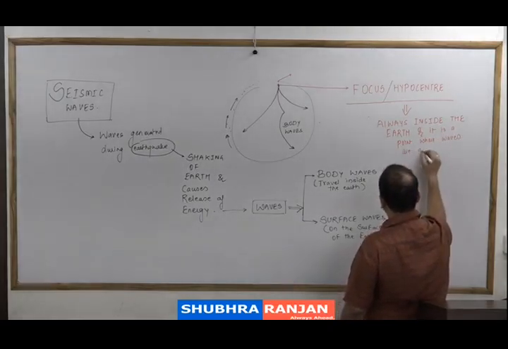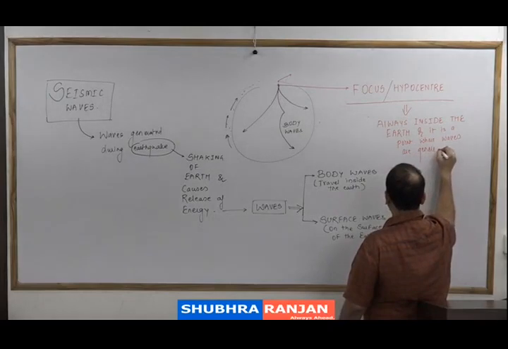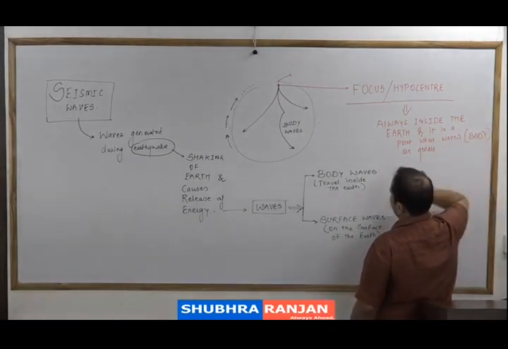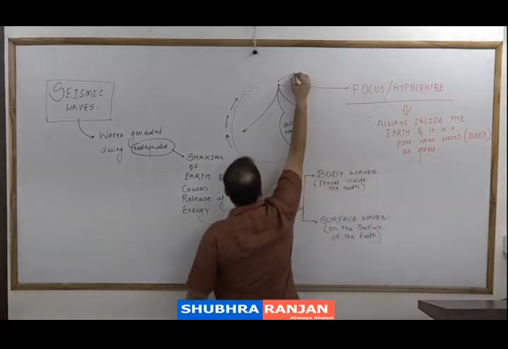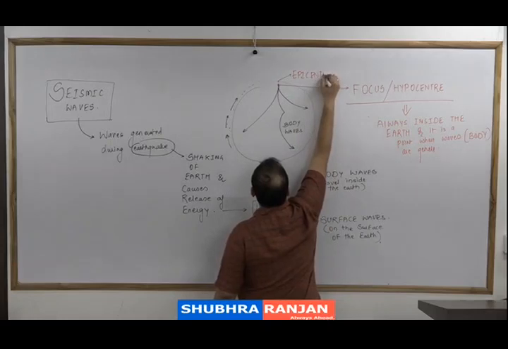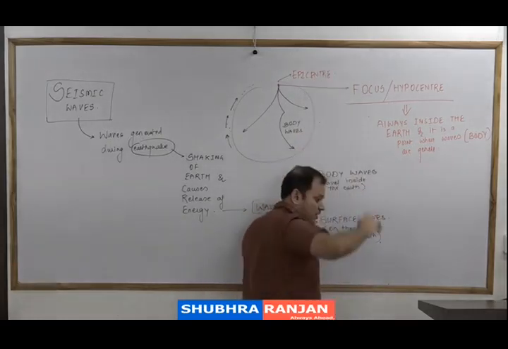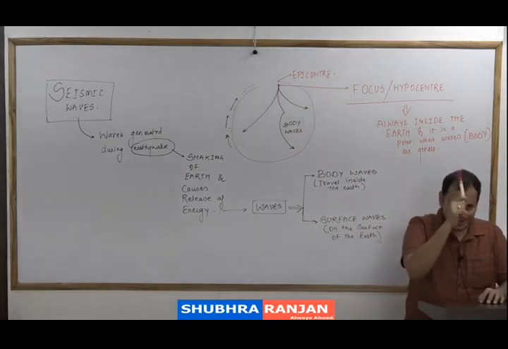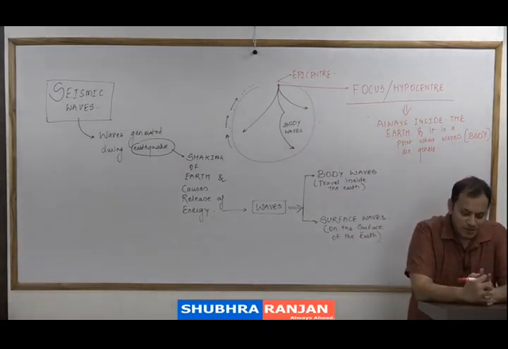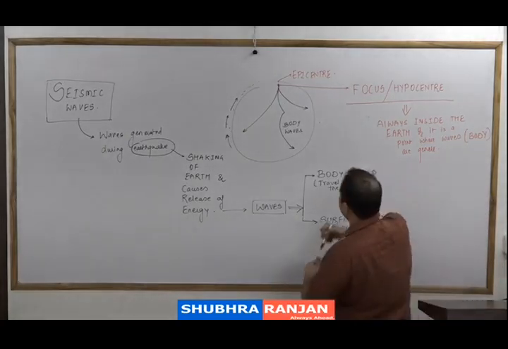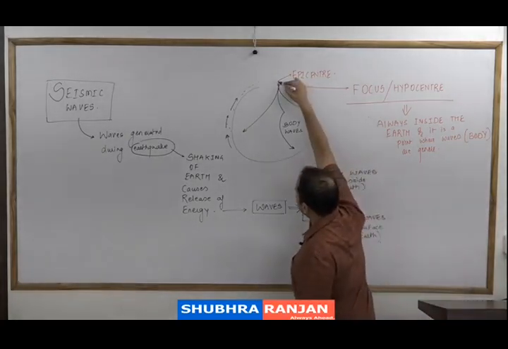Which waves? The body waves are generated. And this is what is known as the epicenter. Always on the surface of the earth, and it is the point at a perpendicular distance nearest to the focus, or nearest to the hypocenter. It is always on the surface of the earth, and it is the nearest point to the focus.